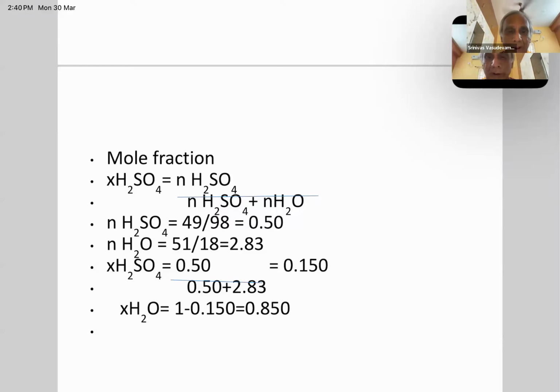So mole fraction of sulfuric acid is the number of moles of sulfuric acid divided by the total number of moles: 0.50 by 3.33, which is 0.150. Mole fraction of water is 1 minus mole fraction of sulfuric acid, 1 minus 0.150, which is 0.850.